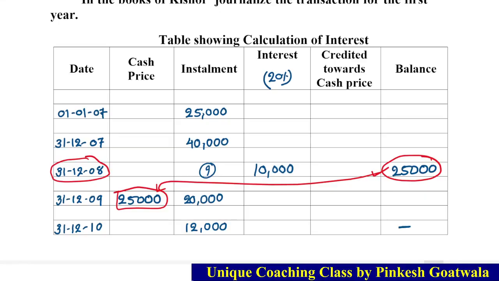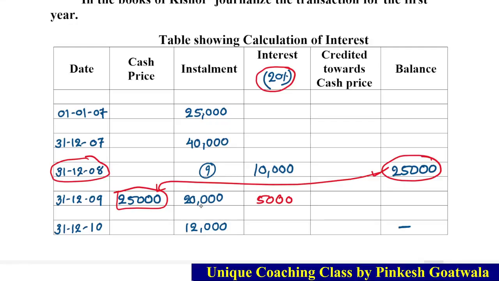Now how we complete this table? So what we do? Okay, આપણે શું કરીશું? So we know that interest is 20% છે. So આપણે 25 ના શું કરીશું? 20% કરીશું. 25 ના 20% કરીએ, so you will get 5,000 interest.